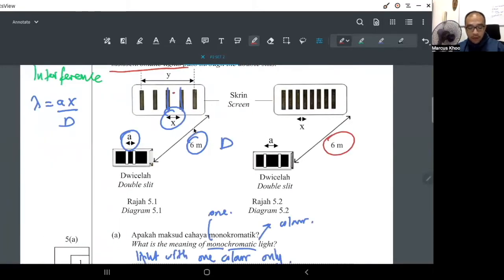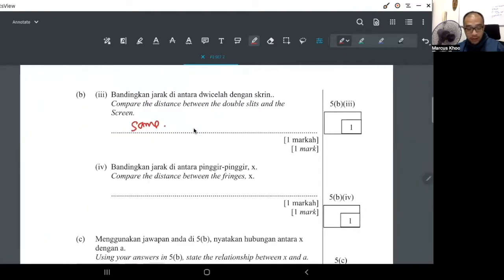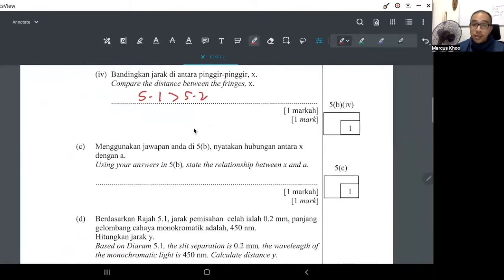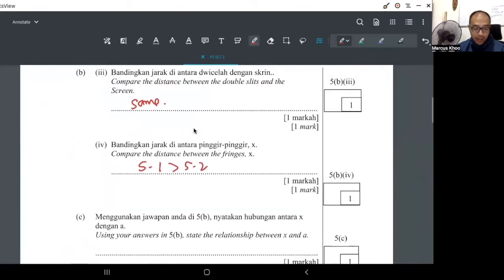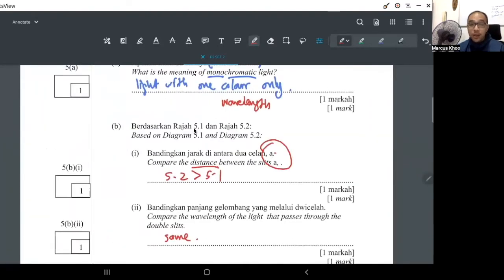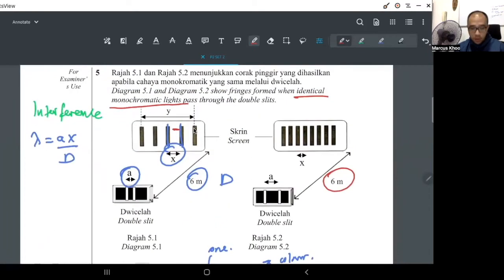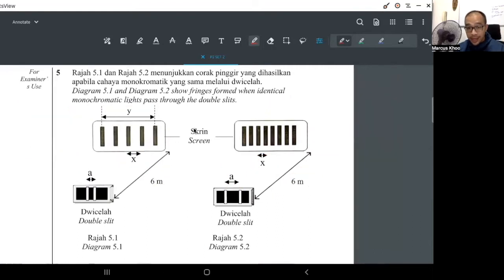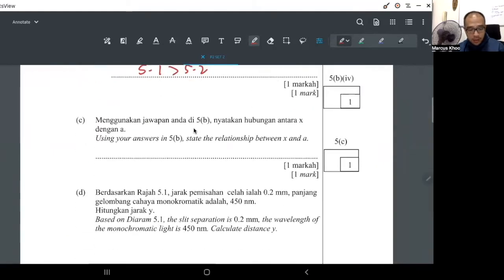When you look at this, obviously 5.1 is bigger than 5.2. Okay, so use your answers in 5B. State the relationship between X and A. This is X. And this is A. We find that when A is bigger, the X is smaller, and not the other way around. A determines X, not X determines A. So be very careful with this. When A increases, the bigger the A, the smaller the X.